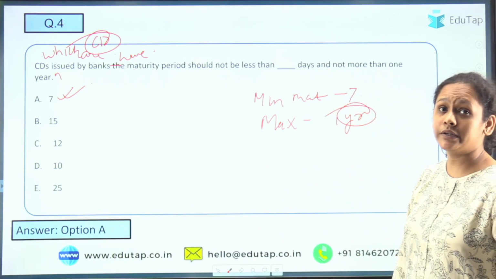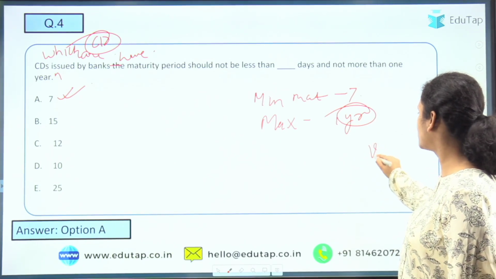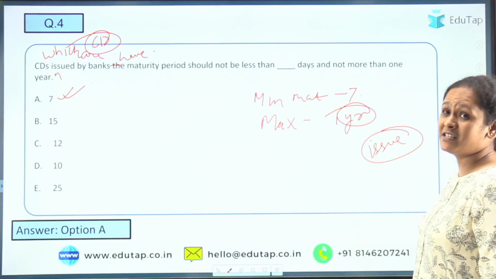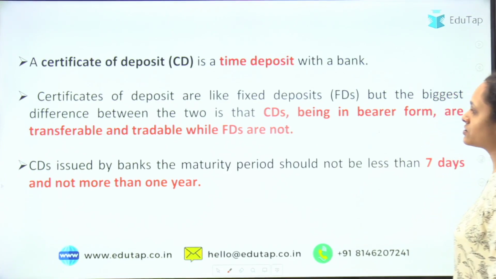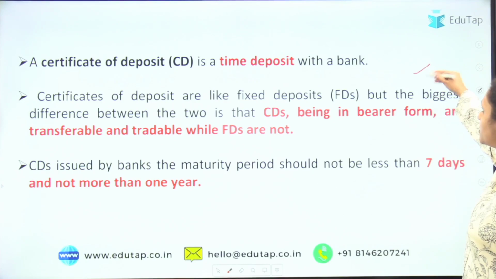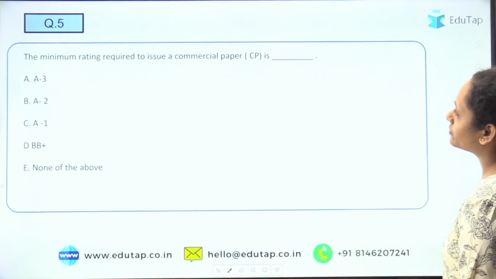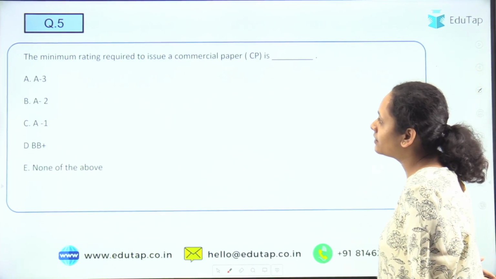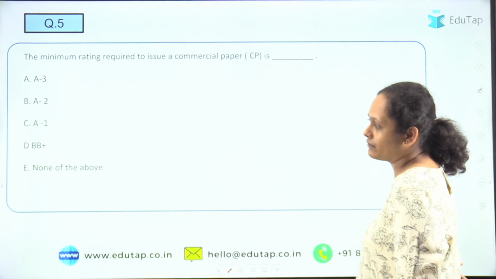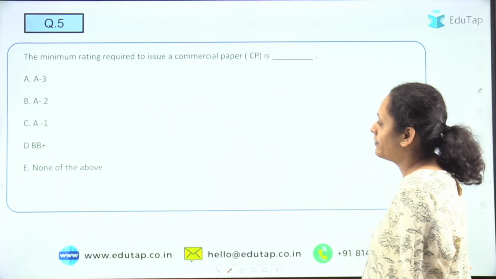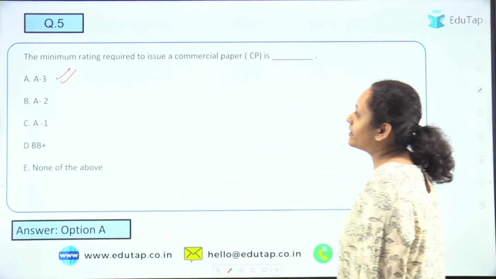ठीक है. Now can you tell me कि the minimum value जो certificate of deposit की case में issue हो सकती है? Do let me know the same in the comment section. ठीक है. I hope you understood what certificates of deposit are now and the maturity. Now the fifth question says the minimum rating required to issue a commercial paper is dash. Is it A3, is it A2, or is it A1, or is it BB+? Now the correct answer to the question is the commercial papers should have a rating of A3.